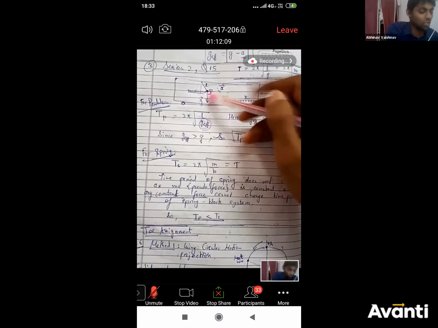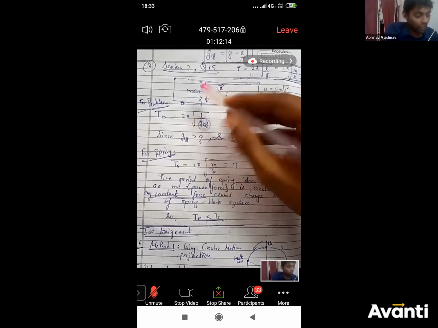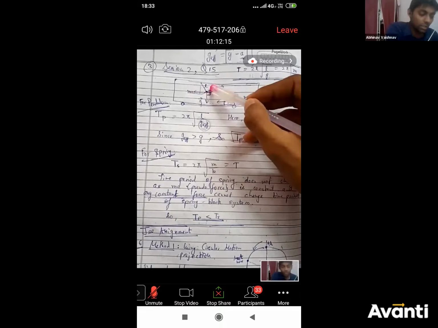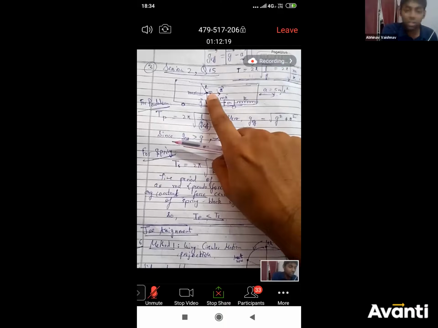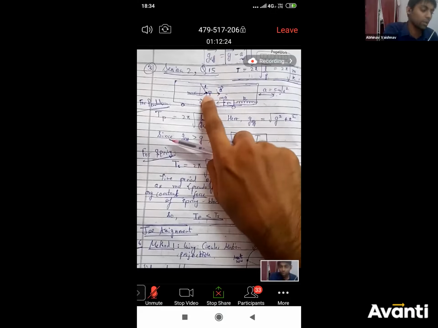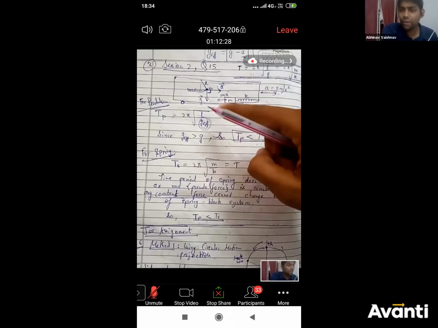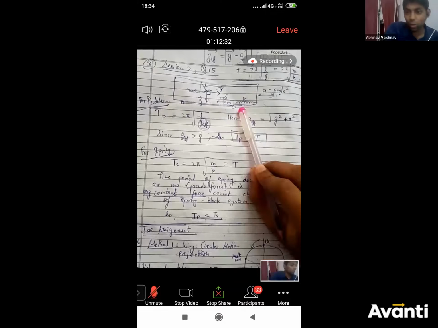If mg were not there, would it oscillate? No. mg is the one which is making it oscillate. The torque of mg is acting, because the torque of tension about the hinge point is 0. So the reason it oscillates is because of mg. So acceleration due to gravity plays a role here. But acceleration due to gravity does not play a role here in the spring.